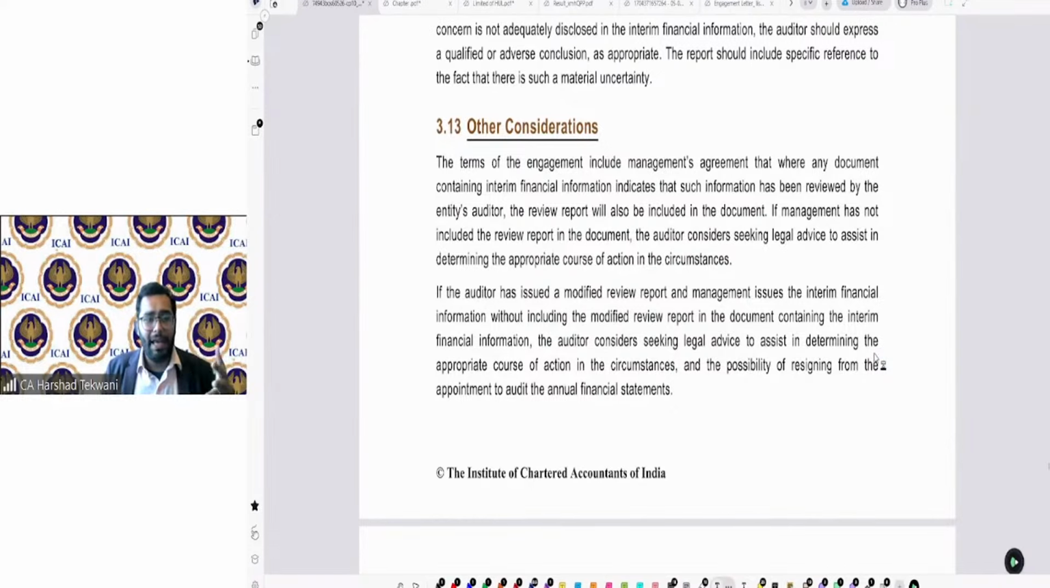Where any document contains other financial information that has been reviewed, the auditor has to read the other information which is presented with the interim financial information. Now, there could be a scenario where other information is presented along with the interim financial information but does not form part of the interim financial information. In that case, the auditor needs to seek appropriate advice and give appropriate legal consideration to that particular matter.